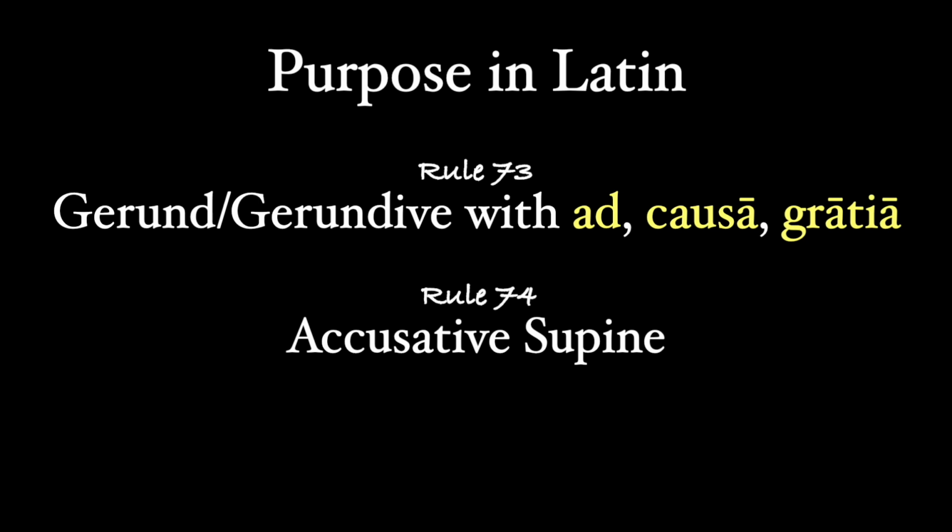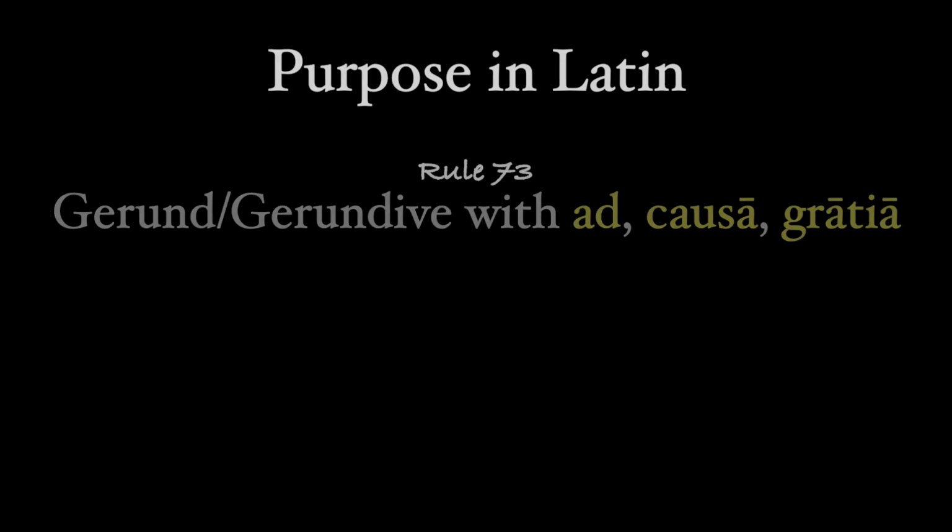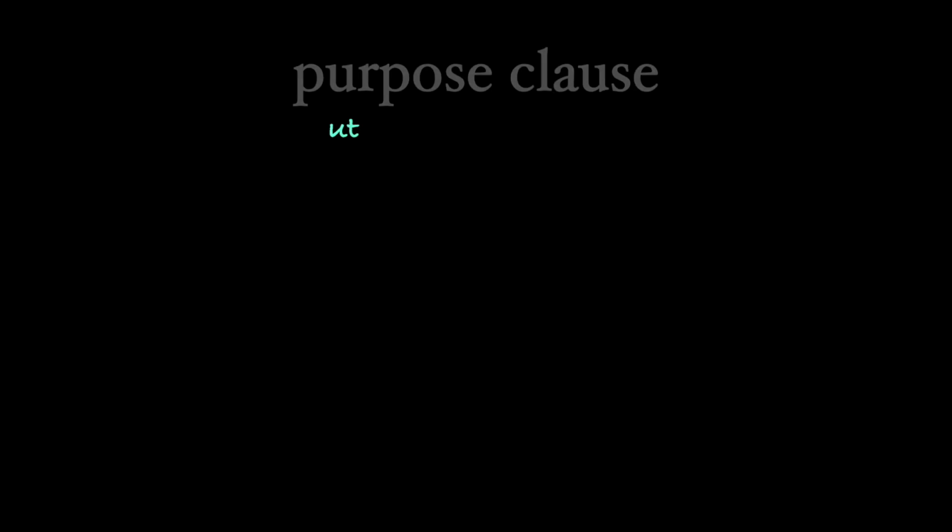But the most common has to be a purpose clause, introduced by ut, etc., and using a verb in the subjunctive. A purpose clause usually answers the question why, as in why was the main clause done? And so let's see this in action.